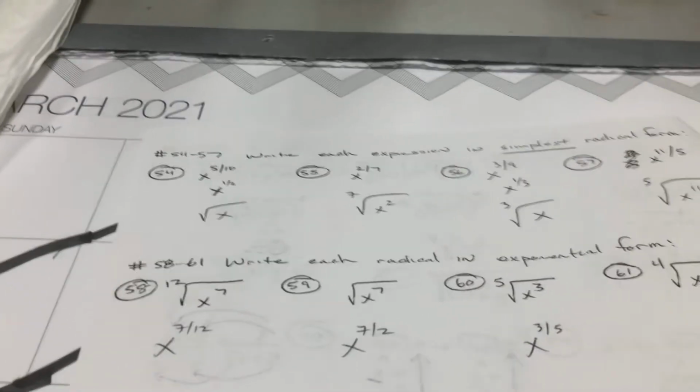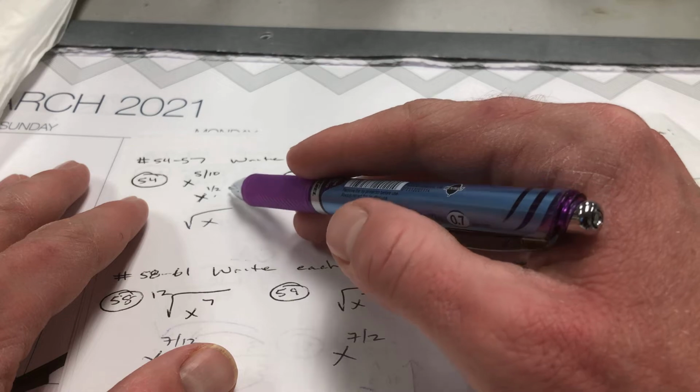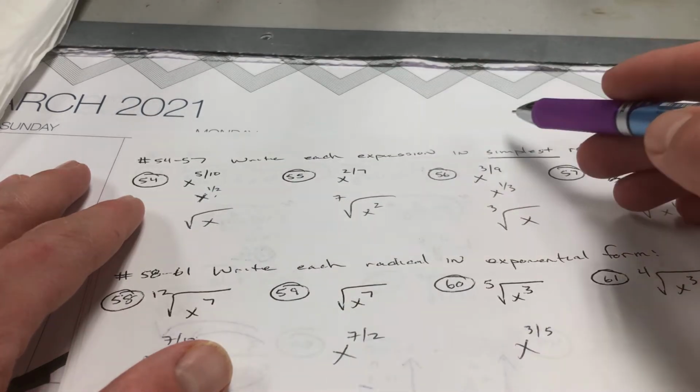All right, write it in radical form. So first off, this is x to the 1/2. That's what 5 over 10 is. So that means I'm taking the square root of x.